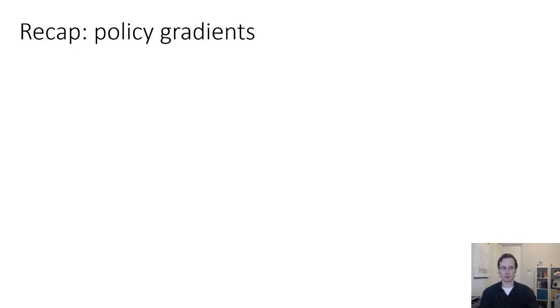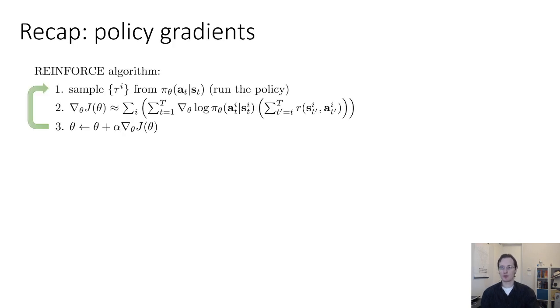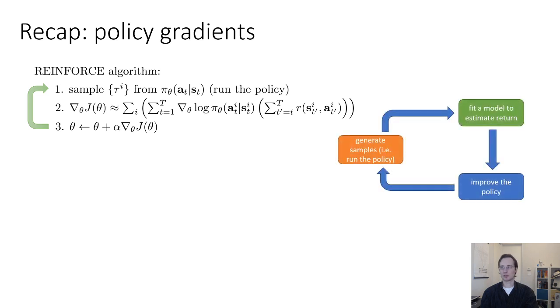So, to recap from last time, on Monday, we learned about policy gradients. The classic policy gradient algorithm, called reinforce, consists of 3 steps. Sample trajectories by running your current policy. Evaluate the policy gradient by averaging together the sum of grad log pi's and rewards, and then take a step in the direction of the policy gradient.